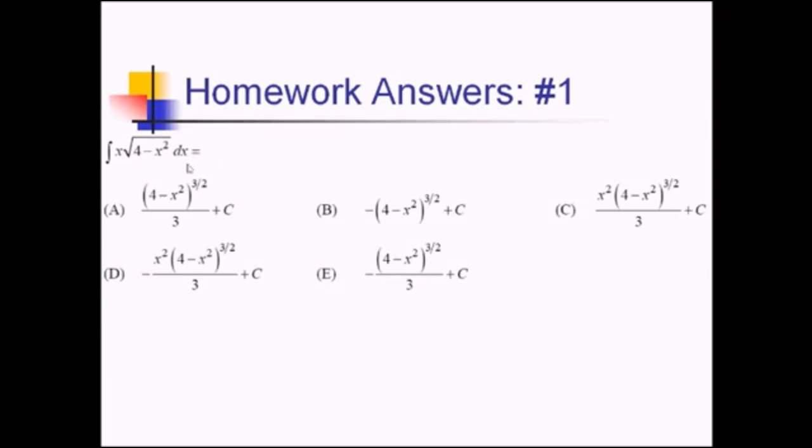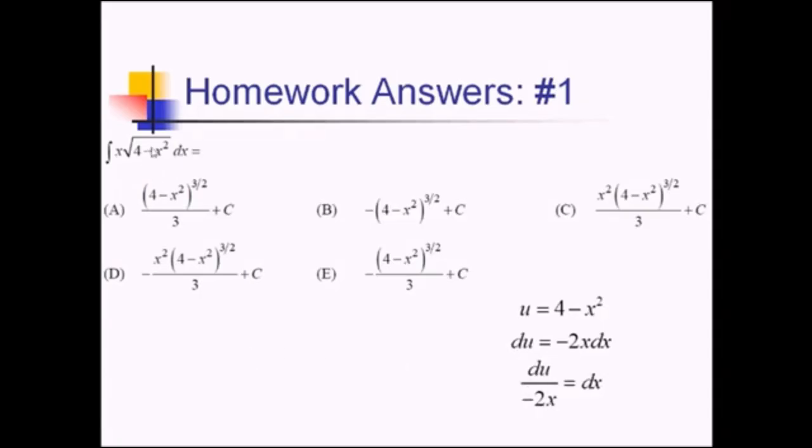I'm going to let my u value be 4 minus x squared, because I know that if I take the derivative of 4 minus x squared, I'm going to get something with an x, which I can then cancel this x over here out with. So I'm thinking ahead here. Derivative of this is going to be du equals negative 2x dx, and then isolating dx, we have du over negative 2x. All right, time to do some substitution.